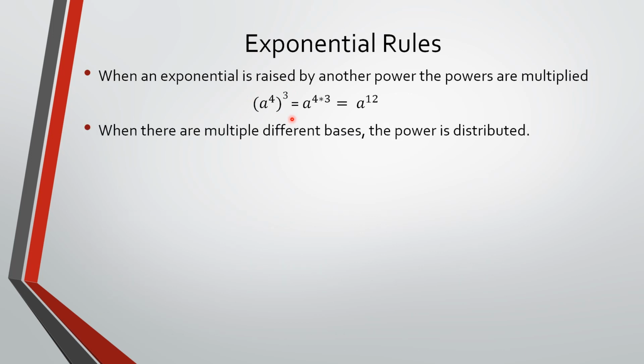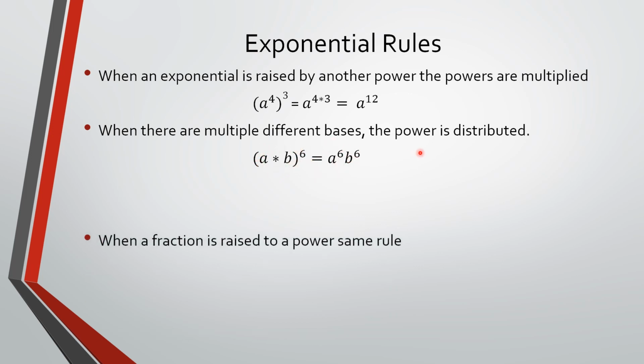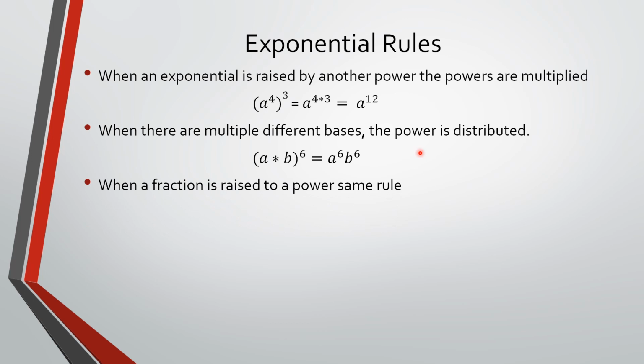When there are multiple different bases, the powers are distributed. So this base is just a. Let's look at when there are multiple bases. When there's a times b, to the 6th, this is the same as writing a to the 6th, b to the 6th. So we just distribute this power to the 6th. We could keep it in this form. It might be better to keep it in this form than to change it to this. It all depends what we're trying to do, but this rule right here might be the better way to go.